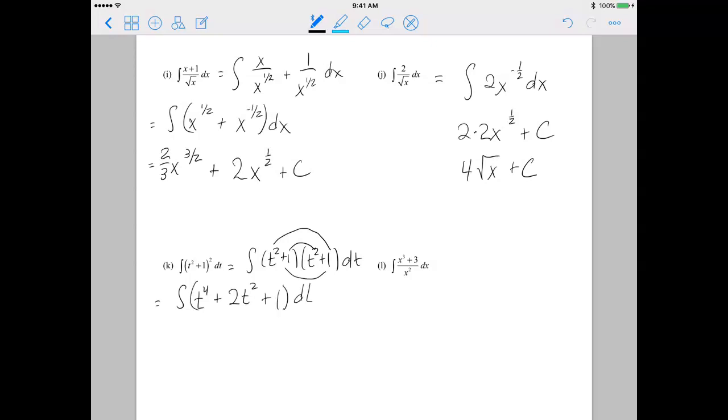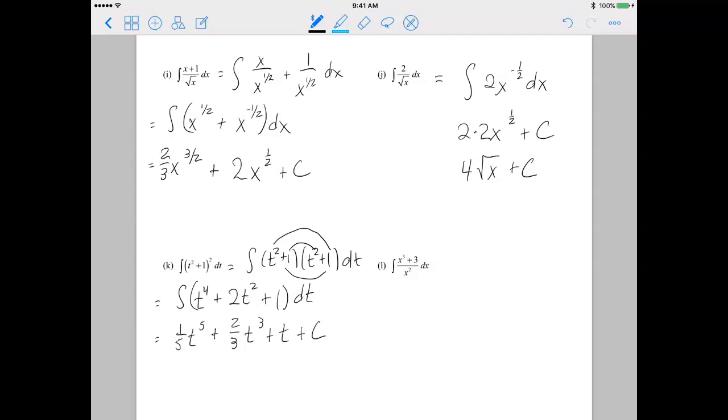Okay, so I have to multiply all of that out so that I can now use the power rule. So if I use the power rule, this is going to say 1/5 t to the 5th plus 2/3 t cubed plus t plus c.